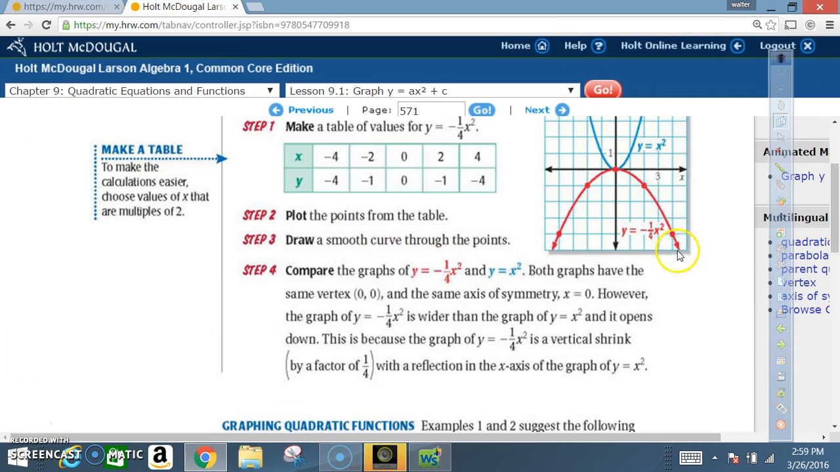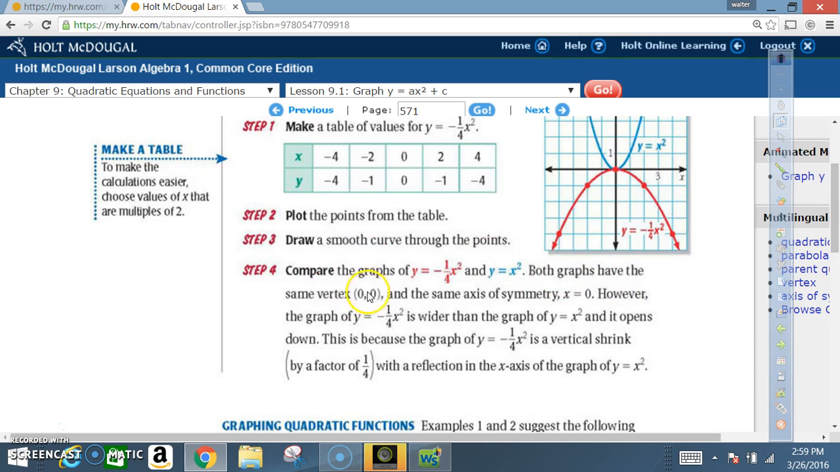Okay, so the next thing we do is plot our points here, here, here, here, and here. We draw a smooth curve. See how it's U-shaped? All right, and after that, we're going to compare this graph to this graph. Compare the graphs of y is equal to negative 1 fourth x squared and y is equal to x squared.